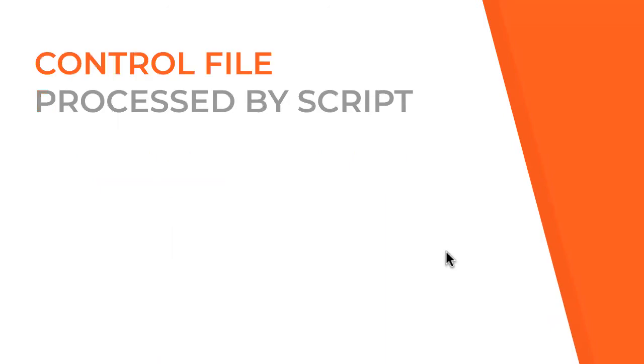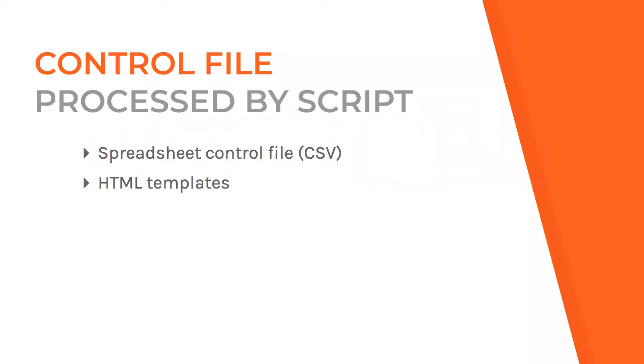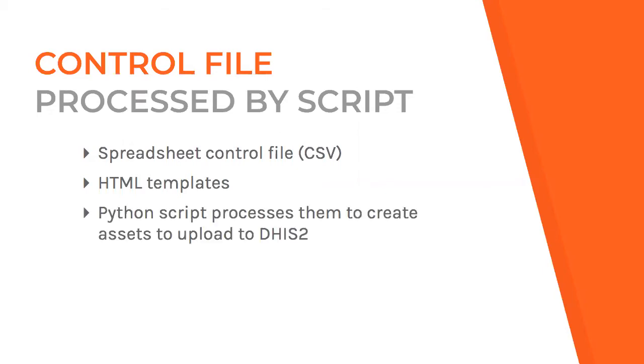So again, our original approach was for Tim to do this all by hand, and then Jim came up with the idea of having a control file processed by a script. So the control file, as we call it, is just a simple spreadsheet. We use it in a CSV, although it could be anything. It could be an Excel file, it could be a Google Sheet. And from that spreadsheet and HTML templates that we use for each individual data element, we take those two and a Python script processes them both. So it looks through the control file to get instructions and the HTML templates to get the exact formatting to create assets to upload to DHIS2.